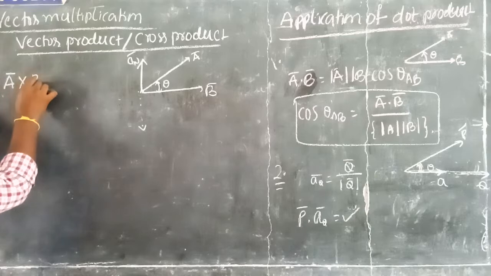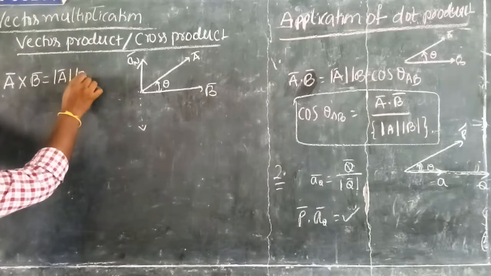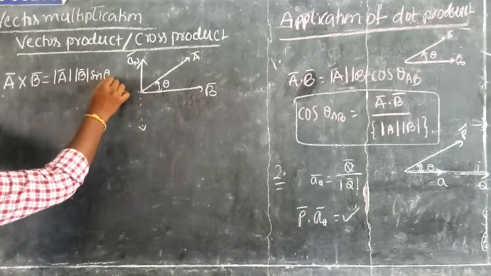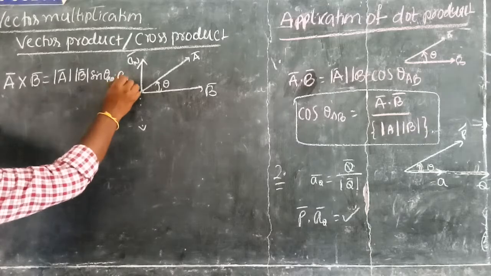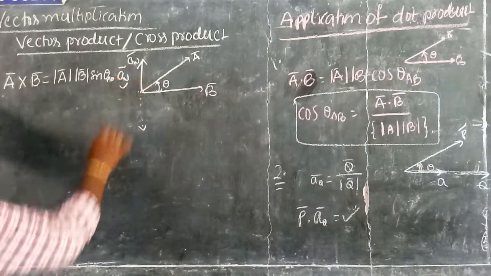as: a bar cross b bar is equal to the magnitude of a bar, the magnitude of b bar, sine of the angle between a and b, and a direction. It is having a direction. The cross product between two vectors is a vector quantity, whereas the dot product between two vectors is a scalar quantity. Okay, so now how can you calculate this direction?